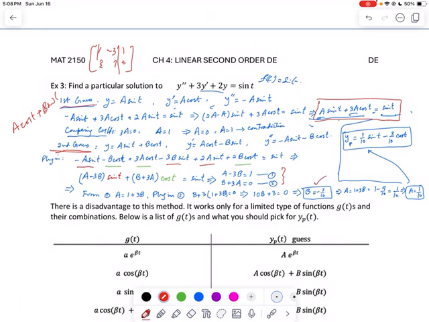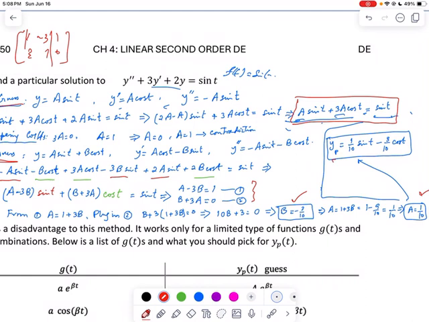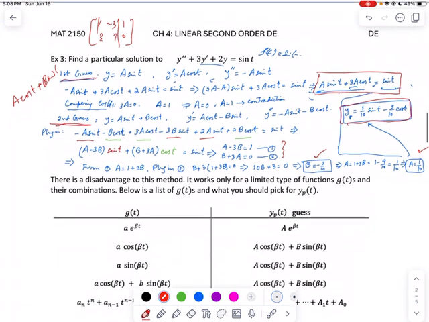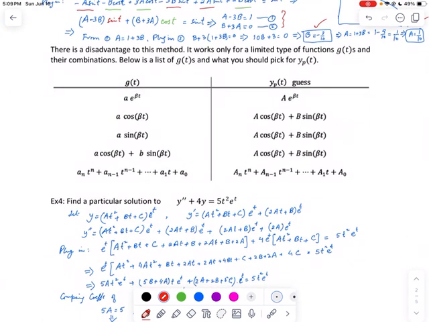Anyhow, so it gives us b is equal to negative 3/10, and then a is equal to 1/10. So the particular solution is what I have here. So this is the particular solution. So now it gives you an idea of how to pick your particular guess. Well, you won't be guessing all the time now. You should actually have an idea of what it should look like.